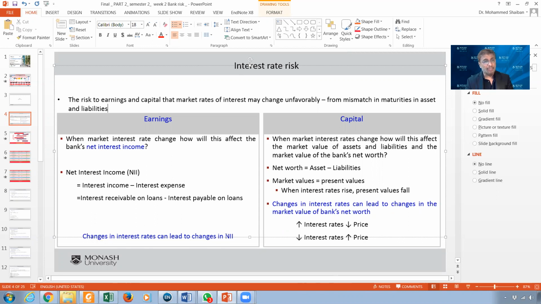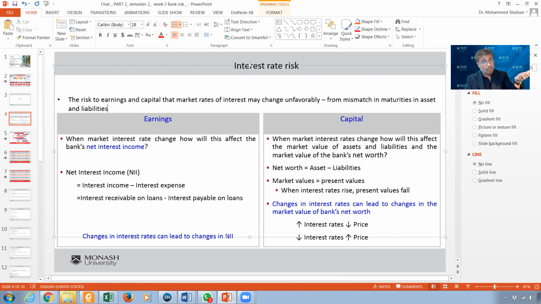Now, the changes in the interest rates can lead to a change in the net interest income, which means if the assets and liabilities are not matching, and there is an increase in the interest rates, so I will increase my loan rates and I will increase my liability rates. That's fine. And in this case, I will be earning because my assets will earn more interest than I have to pay to my liabilities.